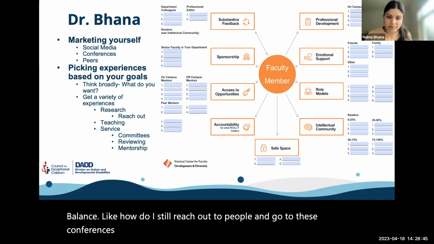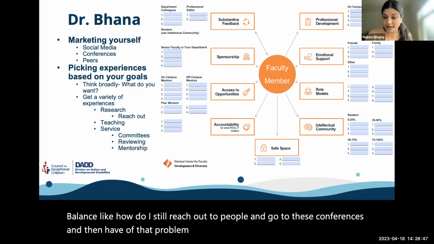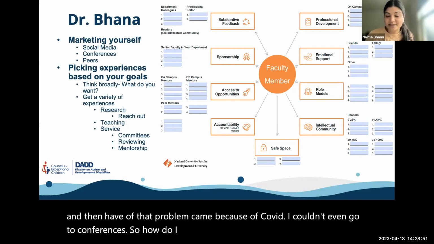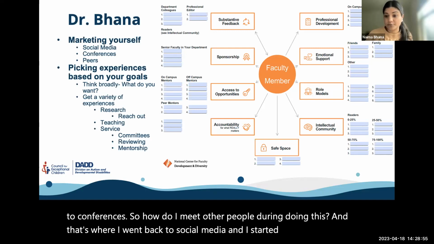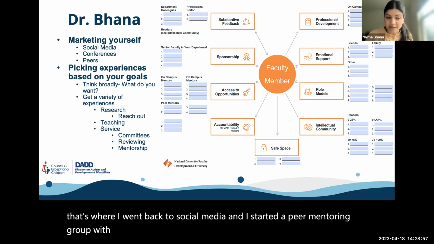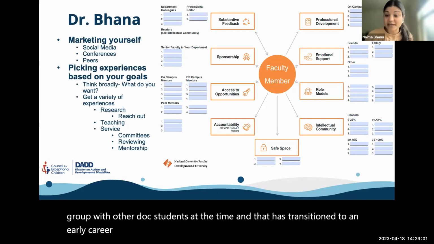And then half of that problem came because of COVID. I couldn't even go to conferences. So how do I meet other people that are doing this? And that's where I went back to social media and I started a peer mentoring group with other doc students at the time. And that has transitioned to an early career peer mentoring and writing group.